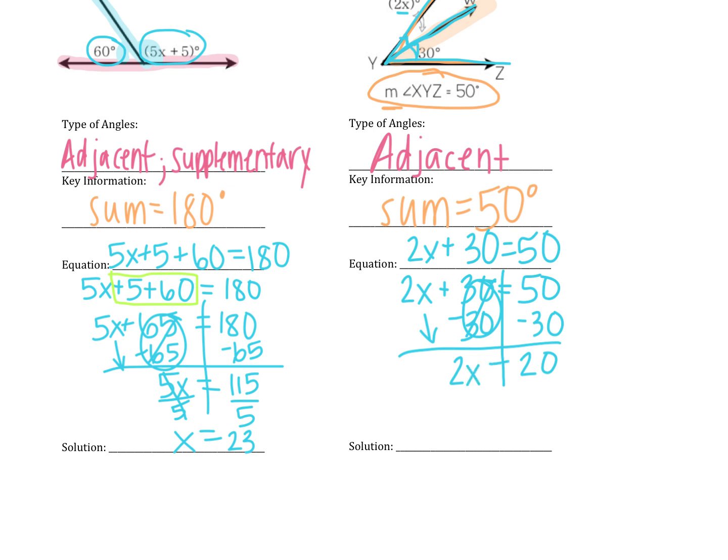2x equals 20. Because we're multiplying 2 and x, we're going to do the inverse and divide both sides by 2. 2x divided by 2 is just 1x. And 20 divided by 2 is equal to 10.